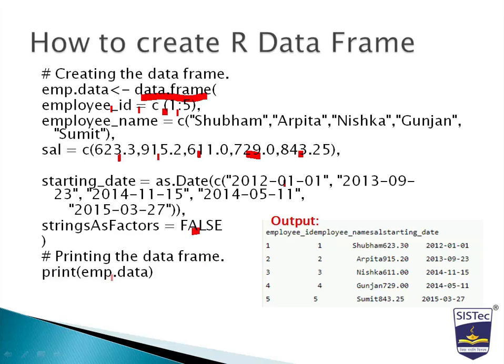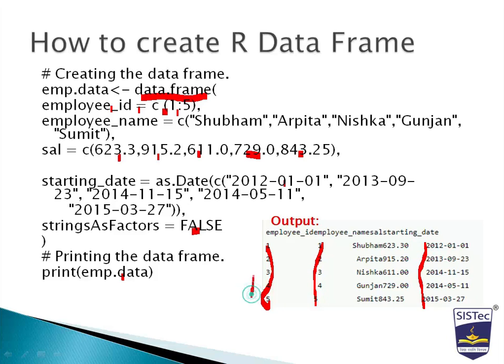When we print this employee data frame, it looks like this. These are the row numbers, nothing else. We stored employee IDs 1 to 5, so there are employee ID values 1 to 5. The names of the employees are Shubham, Arpita, Nishka, Gunjan, Sumit, and their respective salaries along with the starting dates are mentioned.